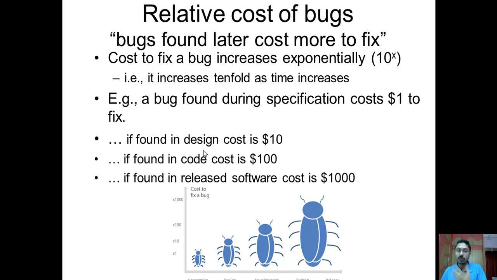Now in the coding phase, if you got that bug, you have to change the specification. According to the specification, you will need to change the design, and then based upon the design, you have to change your code. So that will cost you more. And now this is ultimately a disaster if you released your software and then you understood that a particular thing was a buggy one. So that will cost you many more $1,000.